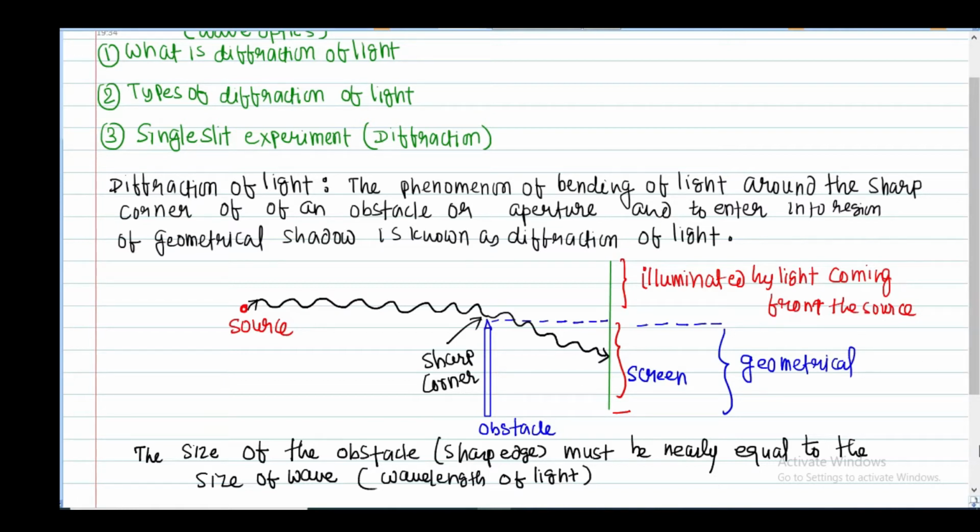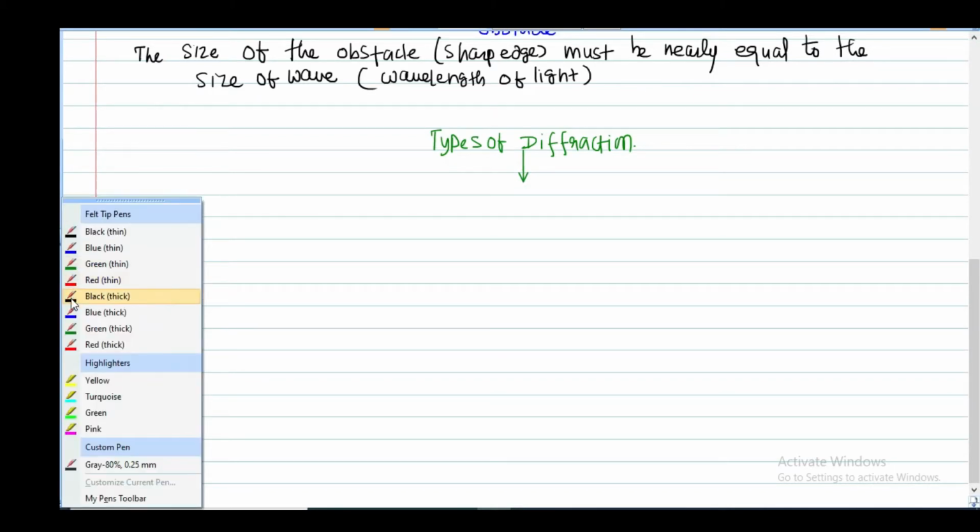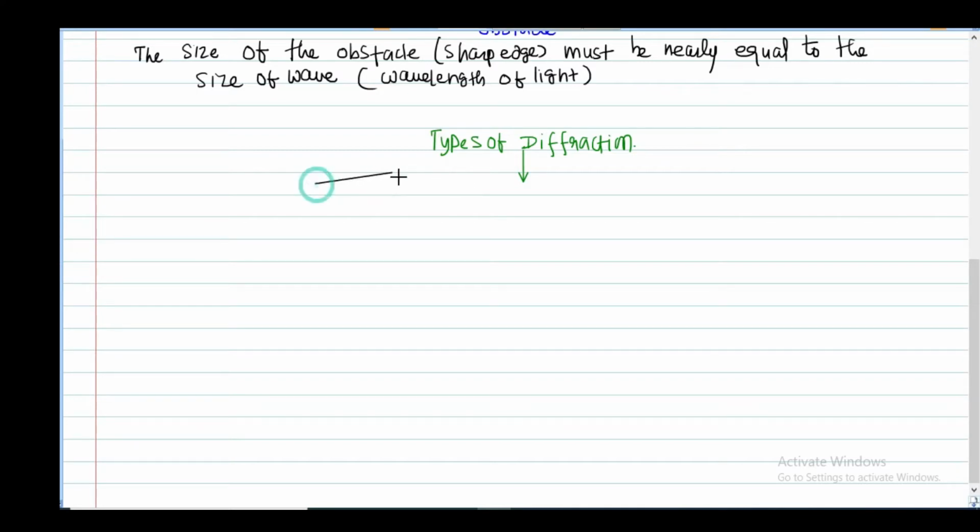Now we are going to the next topic, that is types of diffraction. So after diffraction of light, we are going to study the types of diffraction. What are the types of diffraction? Basically, we study diffraction in two categories. One by one I will explain. The first is Fresnel diffraction of light, and the second is Fraunhofer diffraction of light.